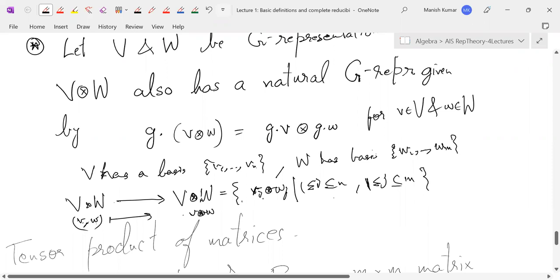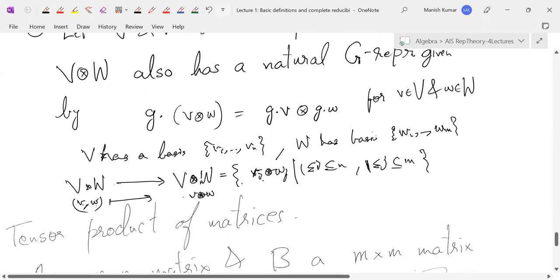But if you are not familiar with the tensor product, then you can just take this as the definition. If you are familiar with it, it's some sort of universal object with the property that this is a bilinear map. So then probably you know. But I guess this is the best I can do for these four lectures.